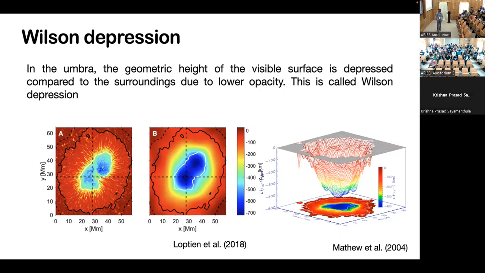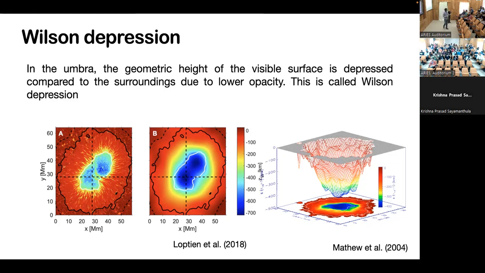How much of a depth? You can see pictorially here. This is a sunspot from observation. From the model, they calculated how much Wilson depression there will be within this sunspot, again here in Z kilometers. So at the center within the umbra, this is the sunspot structure, you see up to 700 kilometers of depression at the center of the umbra. So this is called Wilson depression.